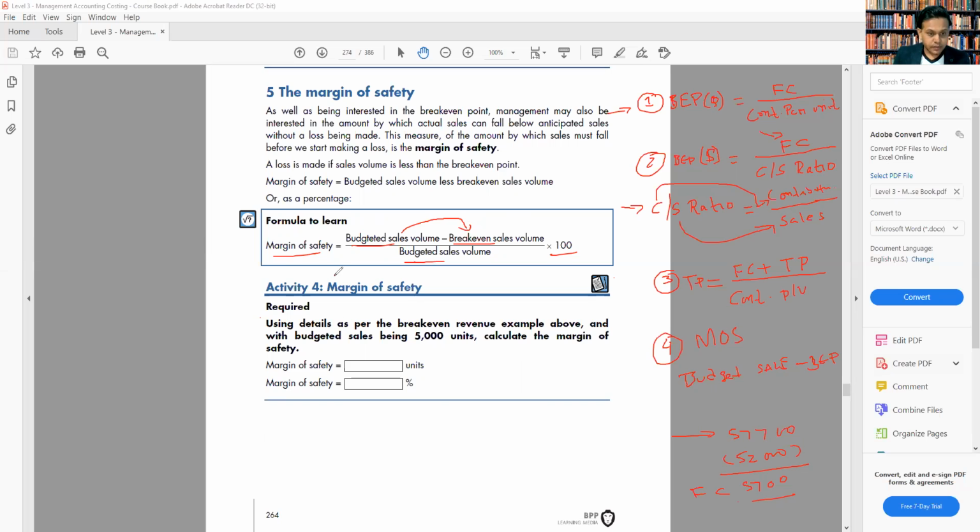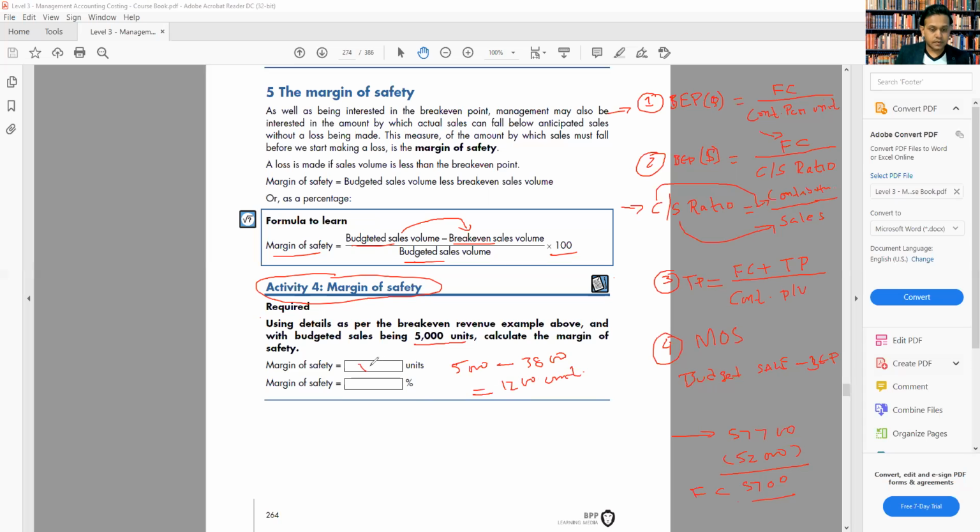All right, let's try this question, everyone. Activity 4: using the detail as per the break-even revenue example above, with budgeted sale being 5,000 units, calculate the margin of safety. If the budgeted sale is 5,000, do you remember how much the break-even unit was? It's 3,800, isn't it? 3,800 was the break-even for the last question. So the difference will be our margin of safety, and that will be 1,200 units.